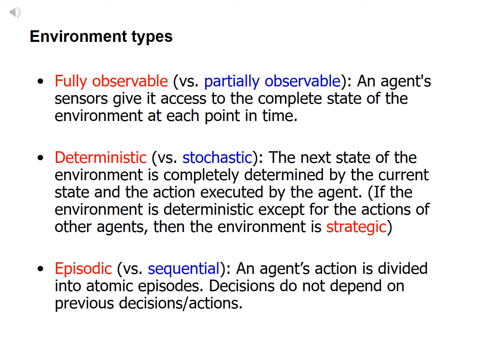Regarding deterministic versus stochastic environments. In the deterministic environment, the next state of the environment is completely determined by the current state and the action executed by the agent. Now, in the case that the next state is determined by the actions of the agent and some other agent in the system, then we speak about a strategic environment.